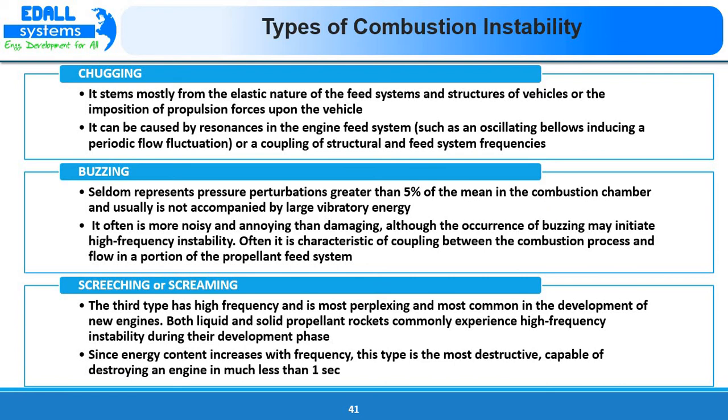So in the first one, it stems mostly from the elastic nature of the feed systems and structures of the vehicle or the imposition of propulsion forces upon the vehicle. It can be caused by resonances in the engine feed system, such as an oscillating bellows inducing periodic flow fluctuations, or a coupling of structural and feed system frequencies. So this chugging instability is mainly caused by the resonances in the engine feed system or a coupling of the structural and feed system frequencies. It is not considered a very destructive type of instability, but still it can cause harm to the engine systems.